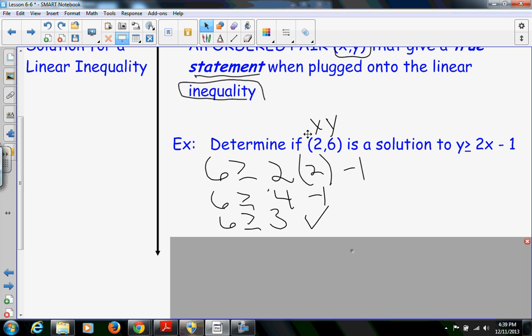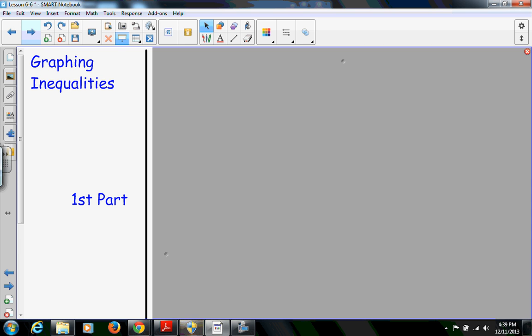That's true. So that means (2, 6) is actually a solution to this linear inequality. All right? Now, let's get down to this business about graphing inequalities. I'm going to have you write down the steps, because right now I'm not going to actually show you. I want you to write them down, pause if necessary, okay? And then we'll put it all together and put it into action.